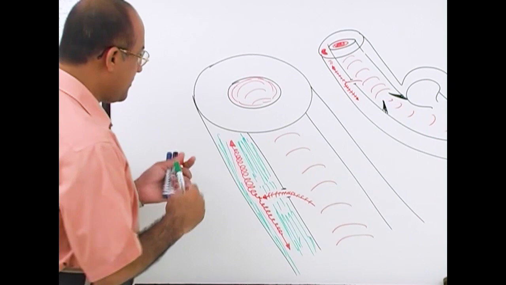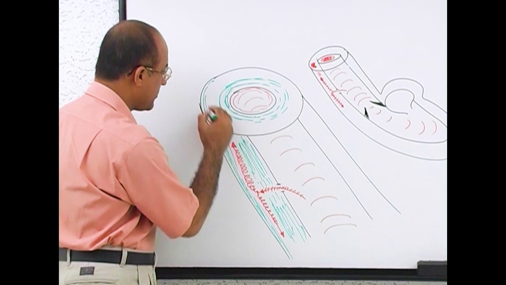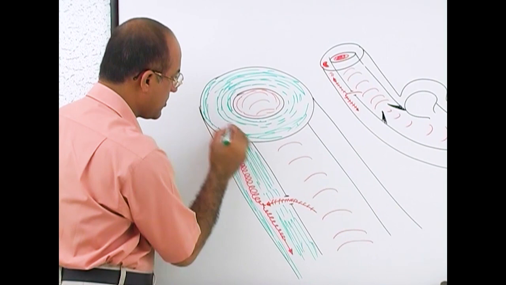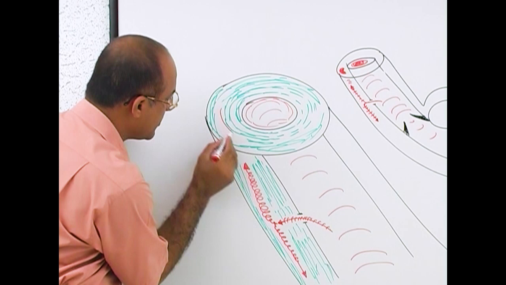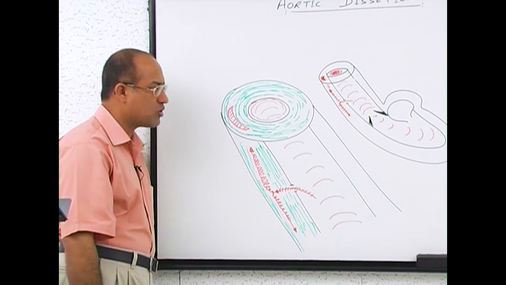Naturally, what will happen? This is again the media inner one-third. This is middle one-third, and here is outer one-third. Now what really happens is that a pseudo channel is created, a blood-filled pseudo channel created within the wall of aorta. Blood-filled false channel or pseudo channel created within the wall of aorta.